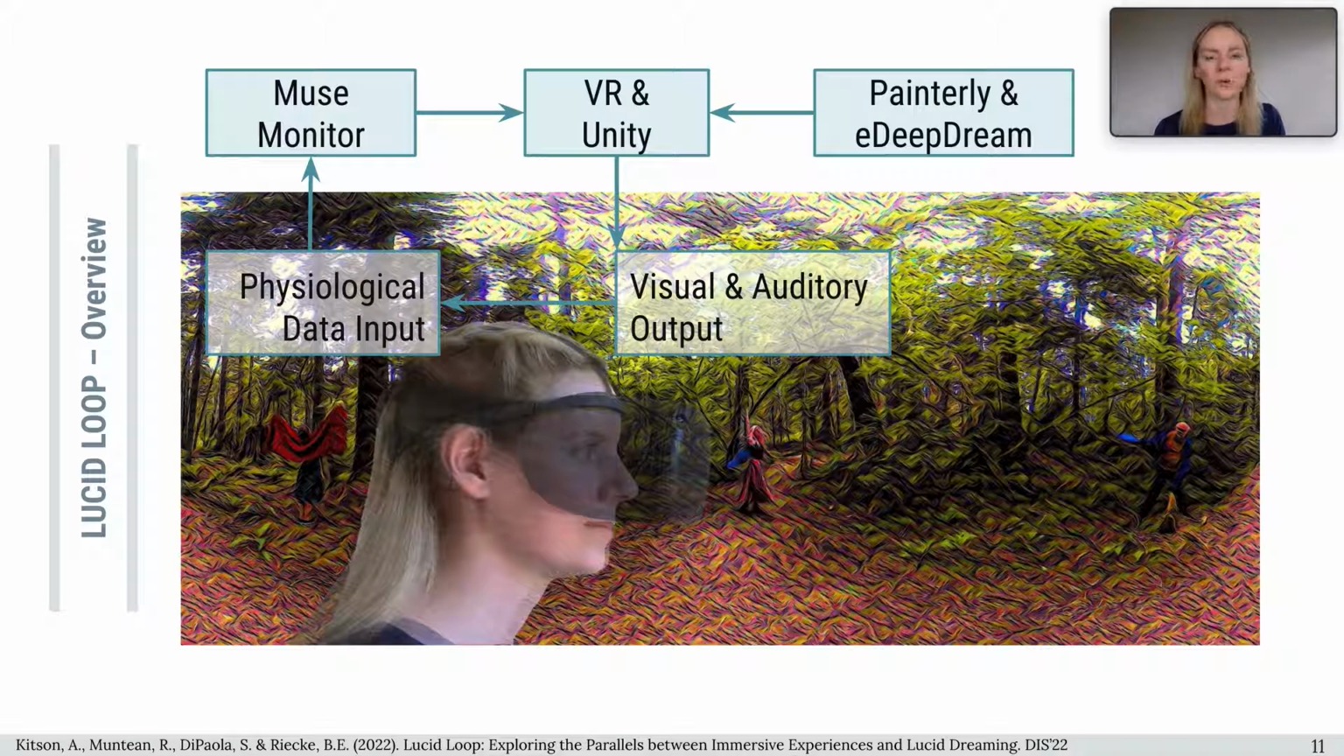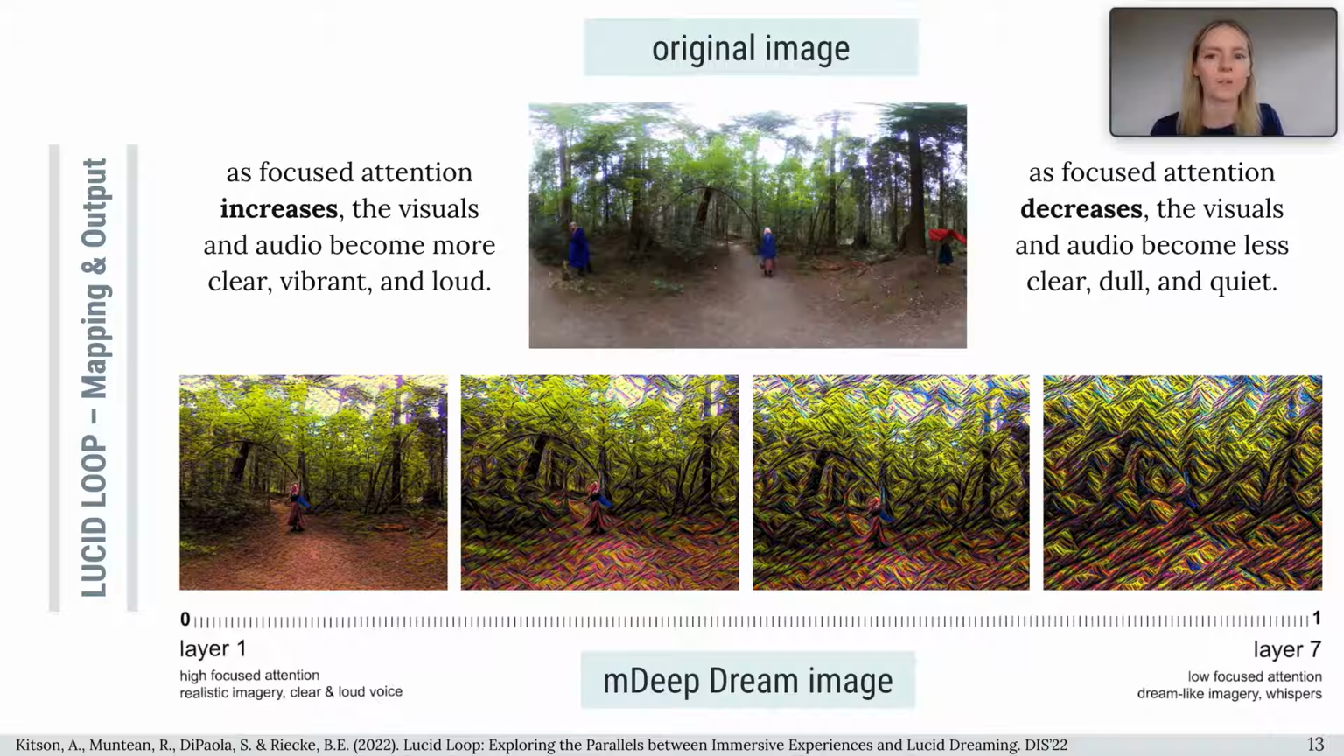So this is how it all works. First, we get data from the EEG headset, then over Bluetooth that's going to an app called Muse Monitor. It relays the data through OSC to our VR headset, which then displays the visuals and audio, which we rendered beforehand in Unity. As focused attention increases, the visuals become more clear, vibrant, and loud. And as it decreases, the visuals and audio become less clear, dull, and quiet.